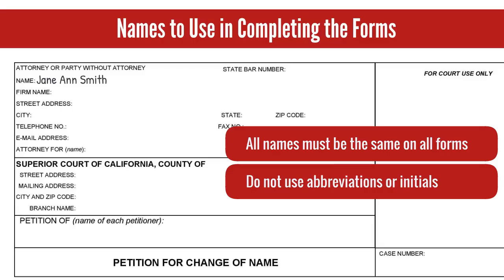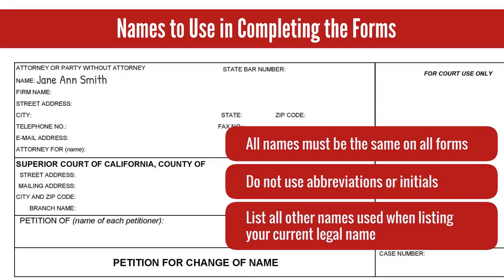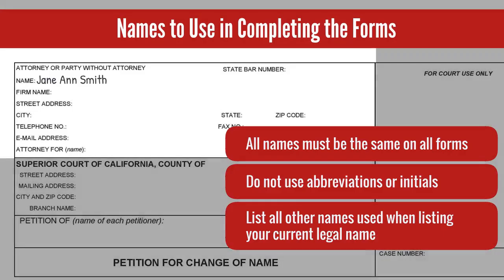Do not use any abbreviations or initials, as this may cause problems when submitting the decree to change your legal documents. You need to list all of the other names you have used in the past or are listed on your legal documents when completing the forms. You will use AKA, also known as, and list all the names you have used. For example, Jane Ann Smith, aka Jane Annie Smith, aka Jane Ann Jones.